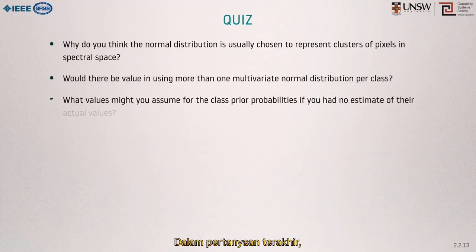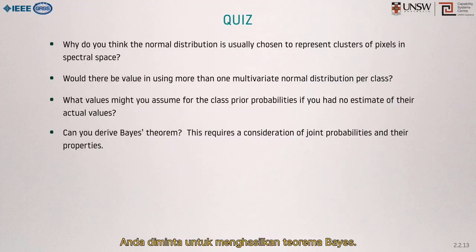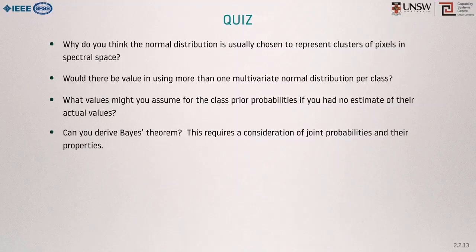In the last question, you are asked essentially to derive Bayes' theorem. It is based on the concept that the joint probability of two events happening simultaneously is not order dependent.